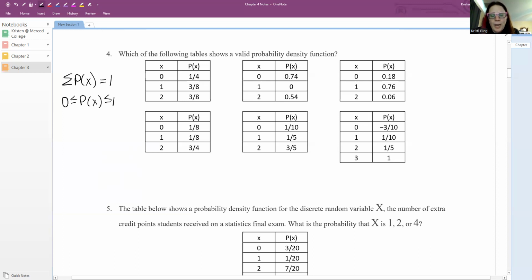Okay, so right off the bat, there's a couple that I can throw out without really checking anything. So for example, down here on the 6th one, I have a negative. That's no good. We can't have negatives, and we can't have anything bigger than 1. So this is not a valid probability density function, because there's a negative.